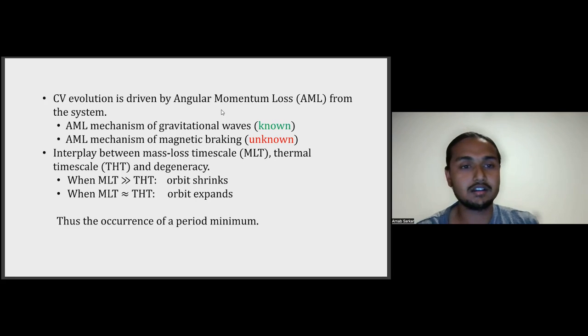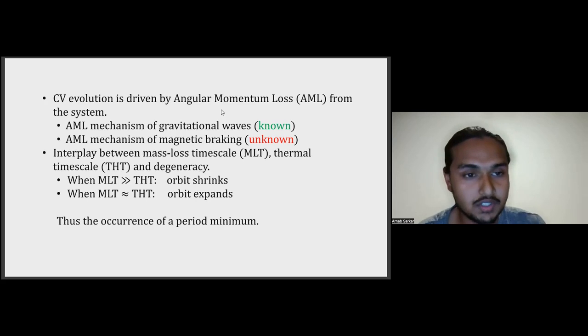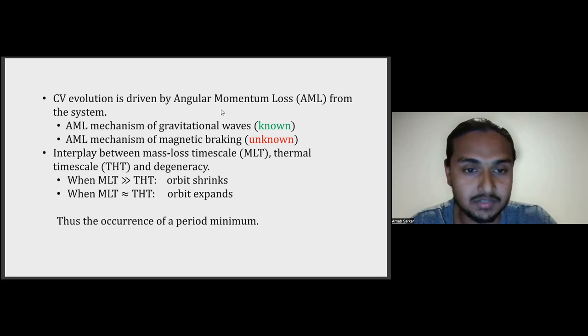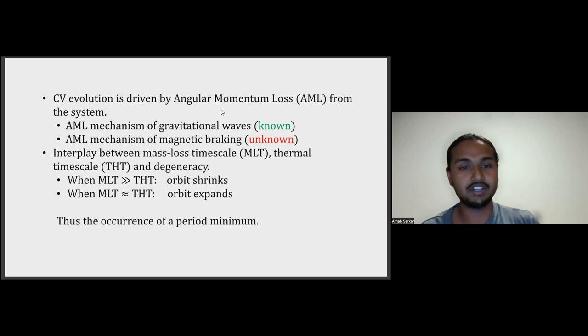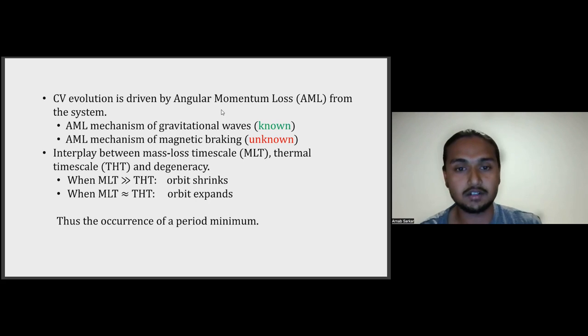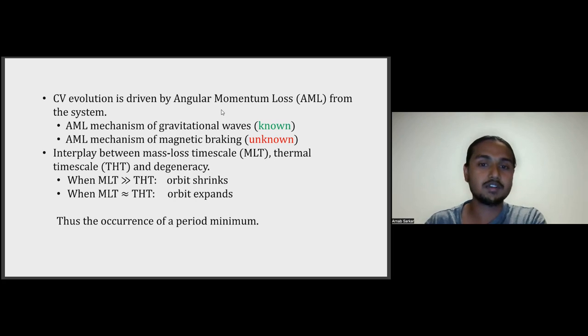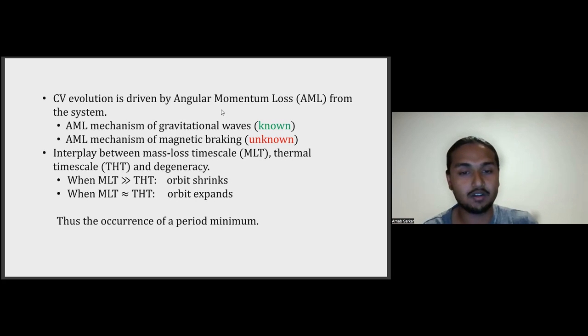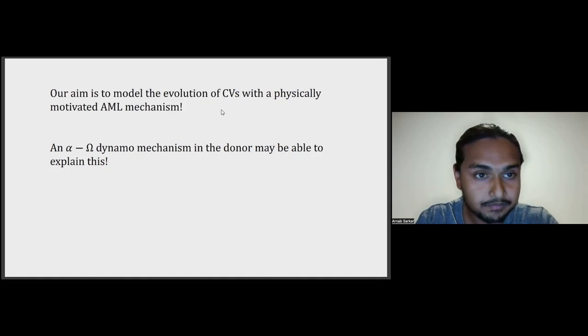The other thing that governs the evolution of CVs is the interplay between the mass loss timescale and the thermal timescale, wherein if the mass loss timescale is greater than the thermal timescale, the orbit shrinks, and when the mass loss timescale becomes comparable to the thermal timescale, the orbit expands as a result of mass loss. Therefore, we get a period minimum when the system evolves from a shrinking orbit to an expanding orbit, and that's why we get this period minimum.